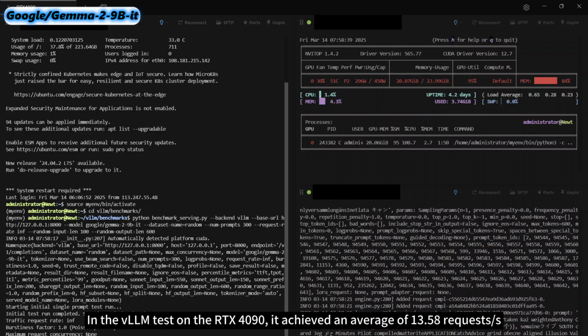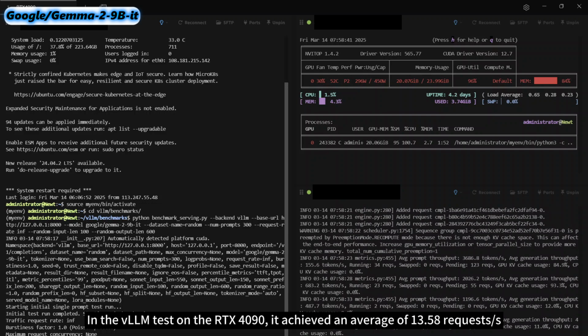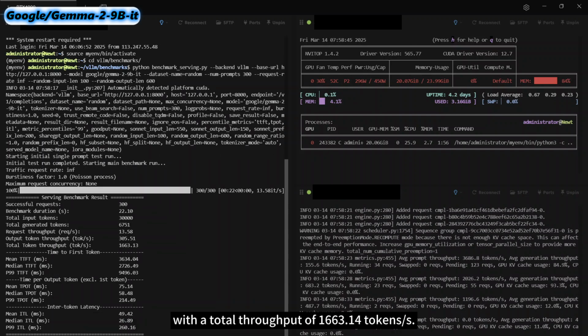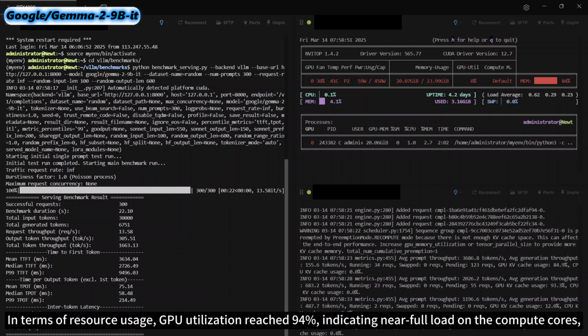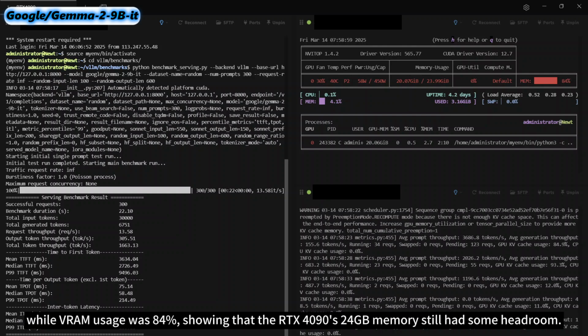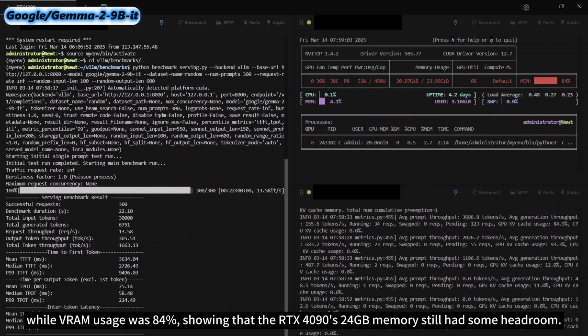In the vLLM test on the RTX 4090, it achieved an average of 13.58 requests per second with a total throughput of 1,663.14 tokens per second. In terms of resource usage, GPU utilization reached 94%, indicating near full load on the compute cores, while VRAM usage was 84%, showing that the RTX 4090's 24GB memory still had some headroom.